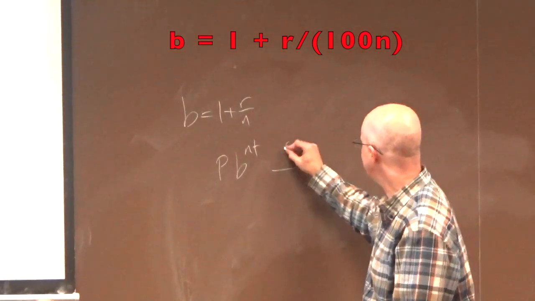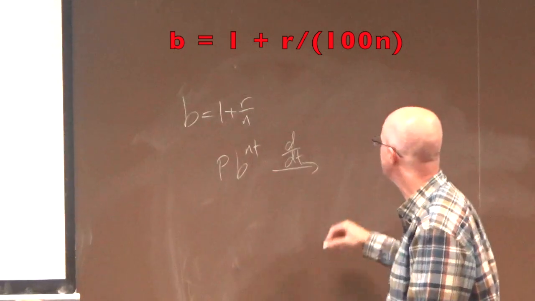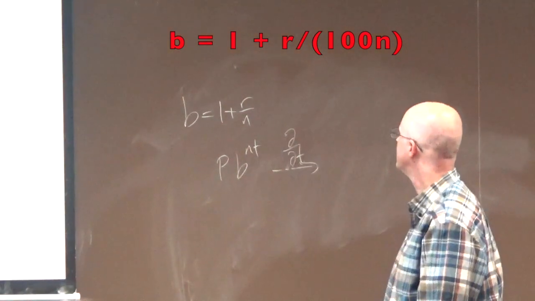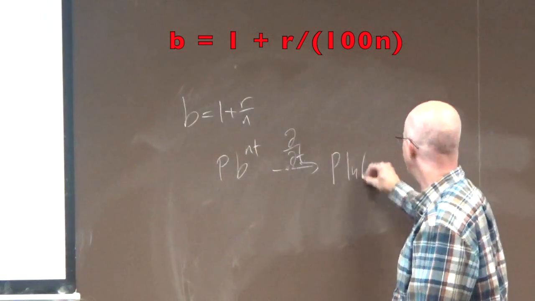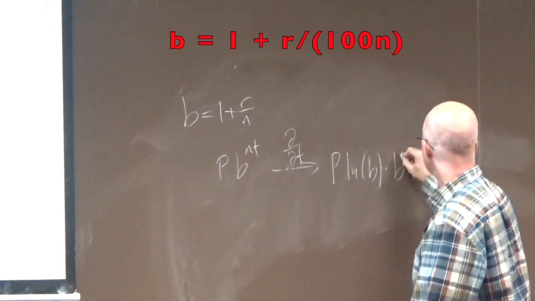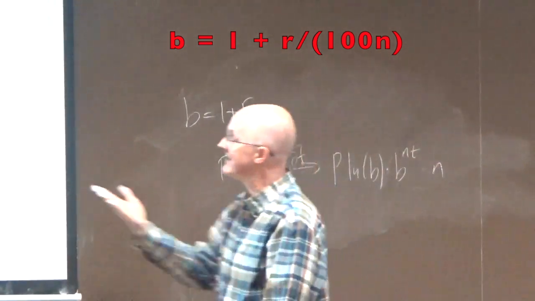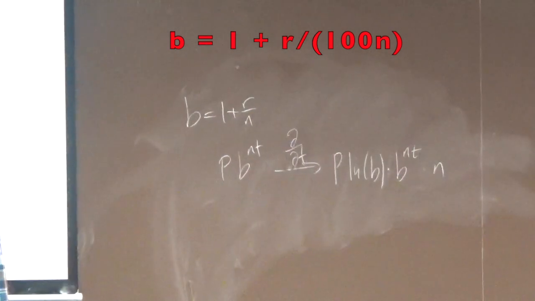Differentiate that with respect to t. It's easier to see what the answer is. P, natural log of b, b to the nt, times n. Same thing as I got on the screen, except go back to 1 plus r over 100n for the b.